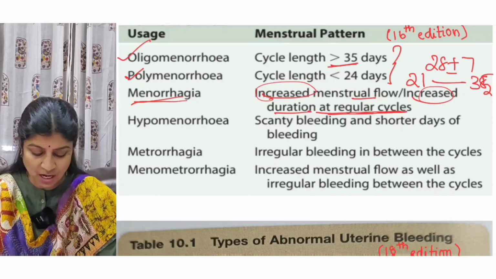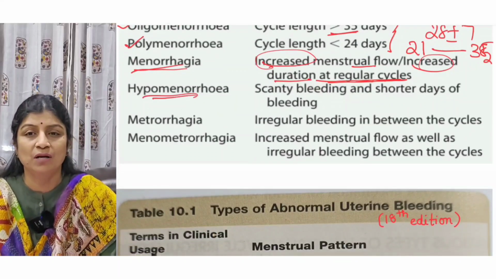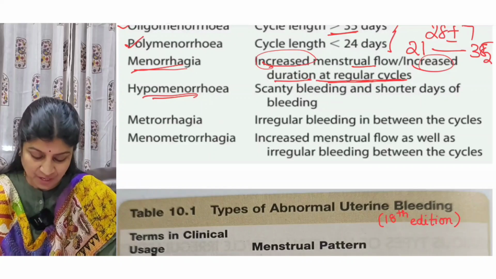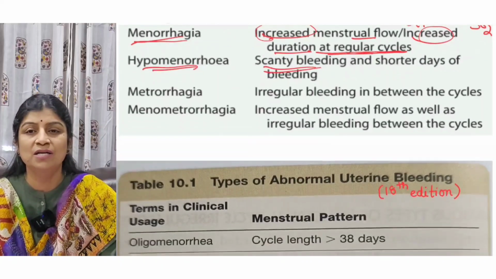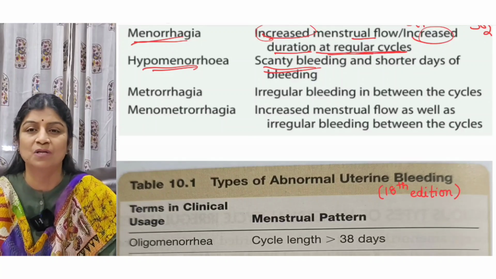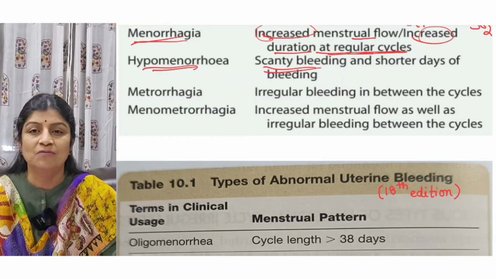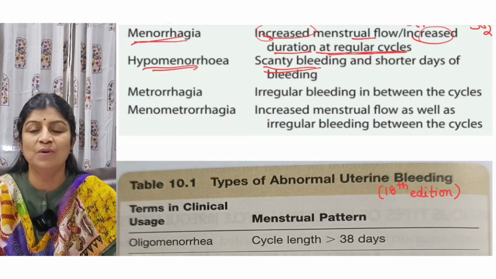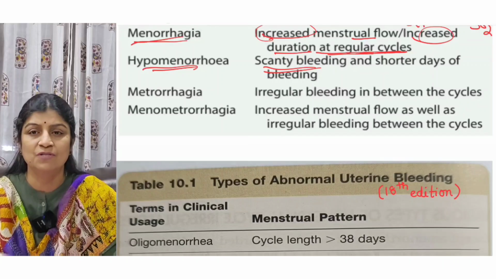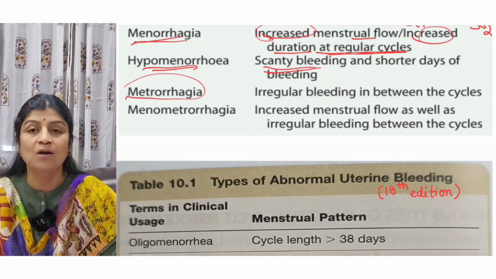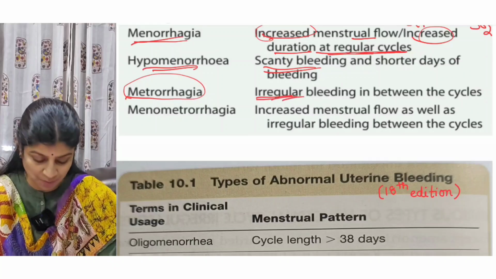So what is hypomenorrhea? Hypo is a decreased or scanty amount of bleeding. And what is metrorrhagia? Metrorrhagia is intermenstrual bleeding, which can happen sometimes in cervical polyps or endometrial polyps, with a normal menstrual cycle length in between. In between 2 cycles, if there is spotting or bleeding of some duration, it is intermenstrual bleeding, which is also irregular. It is called metrorrhagia.